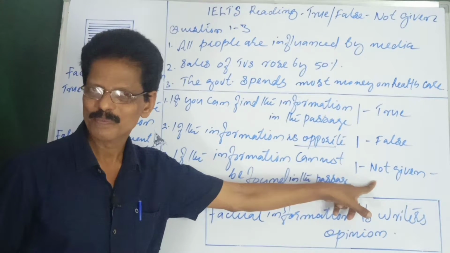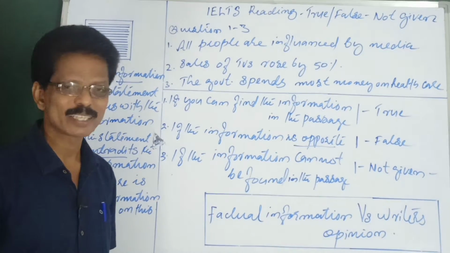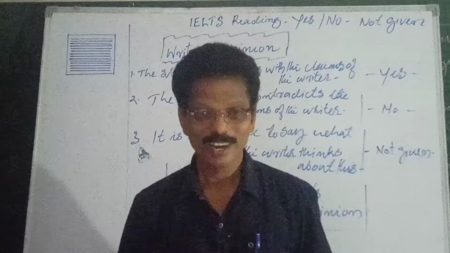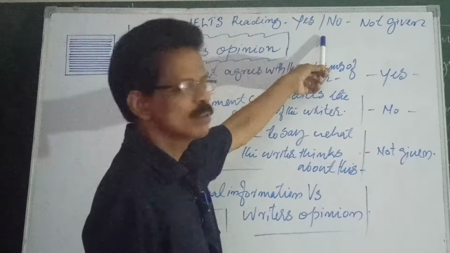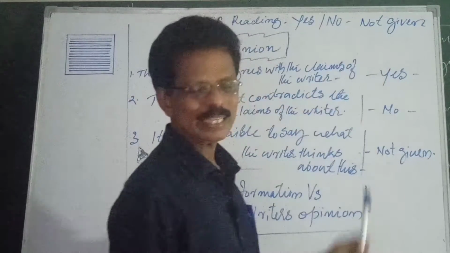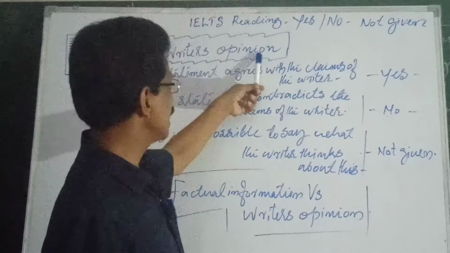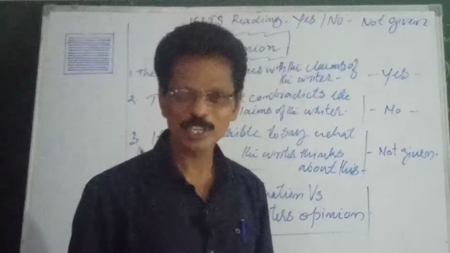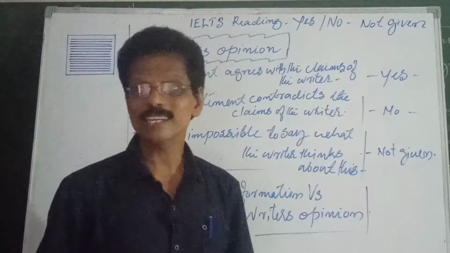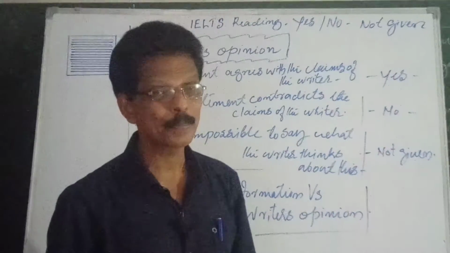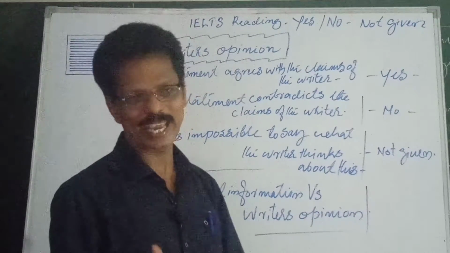Is it clear? Now let us see the other type, yes or no or not given answers. See, it is the writer's opinion. As I have already told, it is not factual information. It is the writer's opinion. What does the writer think or what does he say in this passage?